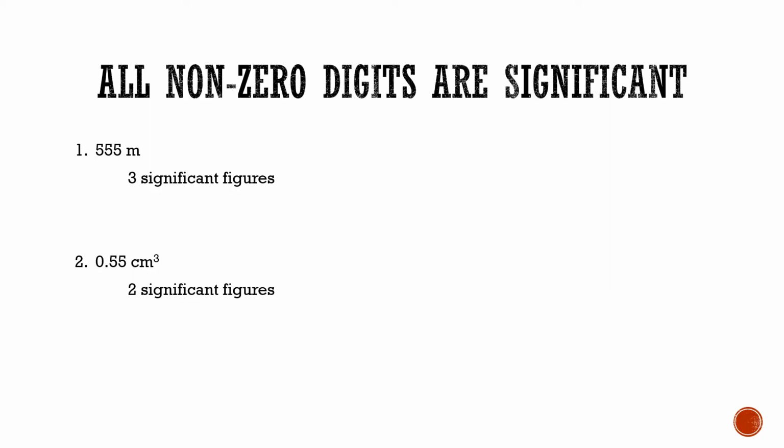So the first rule is all non-zero digits are significant. For example, if we have 555 meter, this is the length of something. Then the 555 meter has three significant figures. Every non-zero digit is significant. Then the other is 0.55 centimeter cube. This is the volume of something, and it has two significant figures. The non-zero two digits 5 and 5 are the significant figures here.